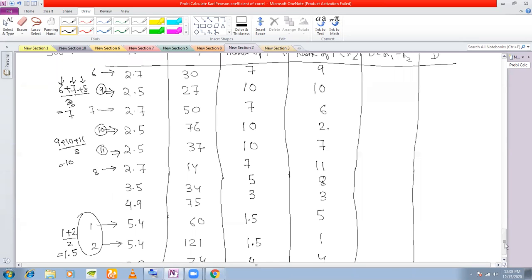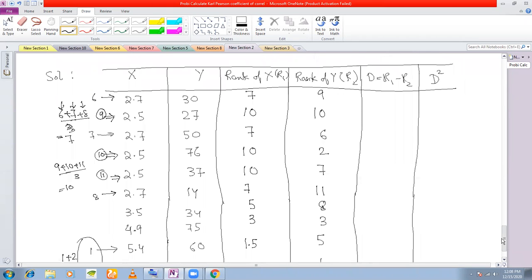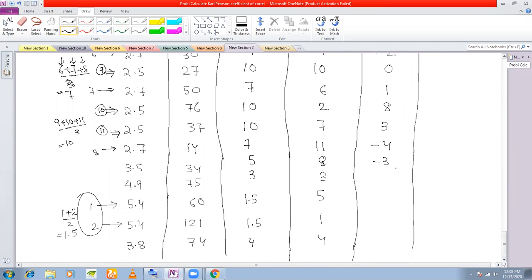These are the ranks. Y does not have any tied ranks. Okay. Now we take the difference of the ranks. 7 minus 9 is minus 2. Minus 2, 0, 1, 8, 3, minus 4, minus 3, 0, and minus 1, minus 3.5. This is 0.5 and this is 0.